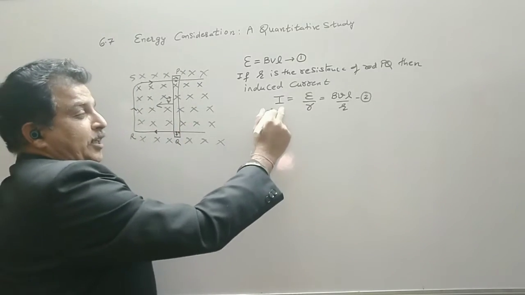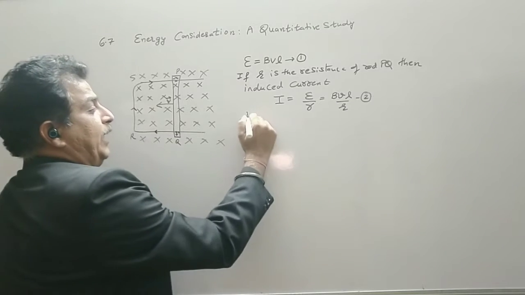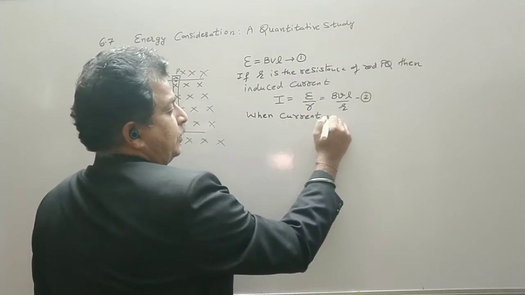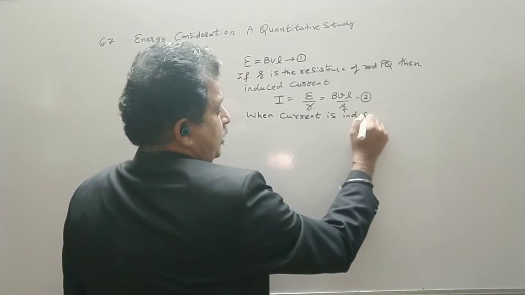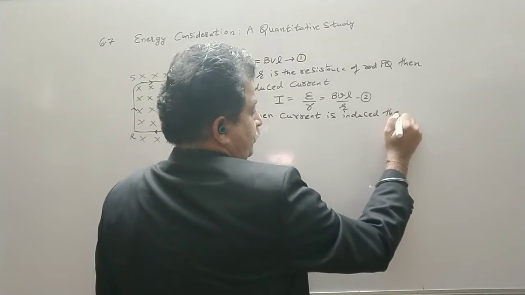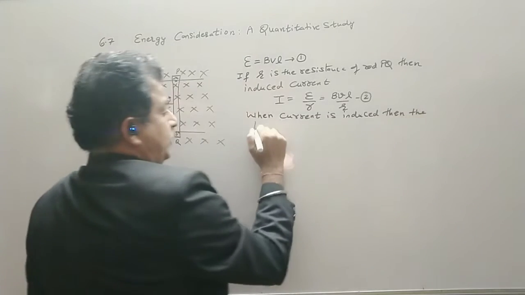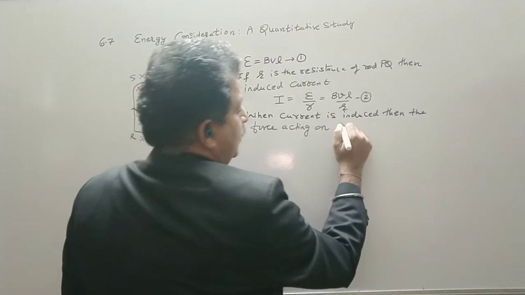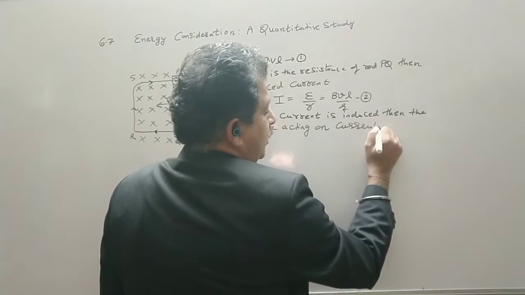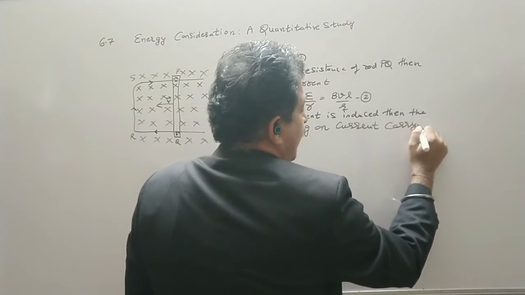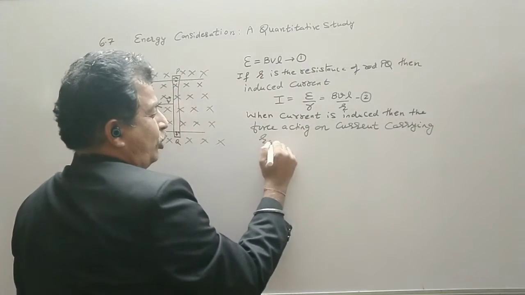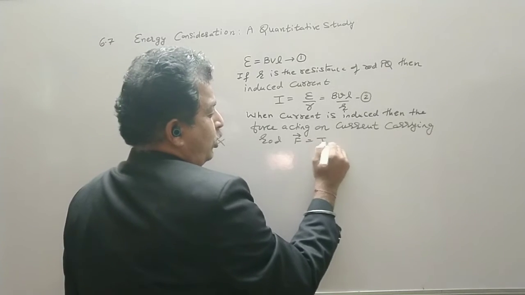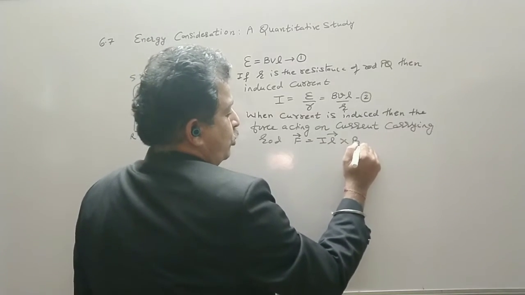So as soon as the current is induced, the force acting on the current carrying rod is F is equal to IL cross B.